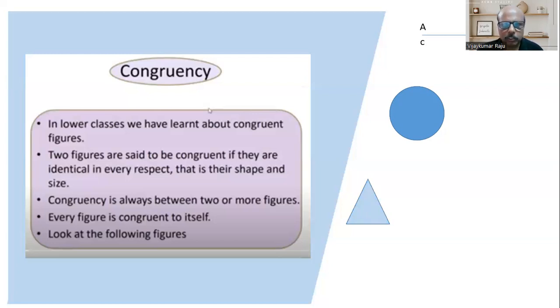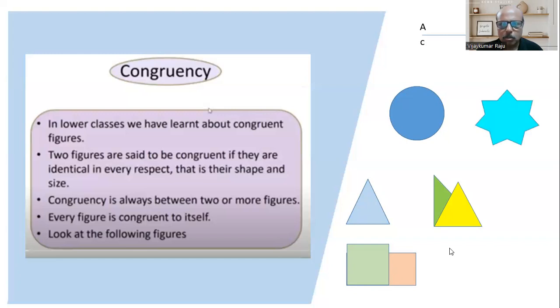Now see this. This is a right angle triangle. You get one equilateral triangle. They don't have the same shape. Since they don't have the same shape, they are not congruent. This is a rectangle. You have a square over it. They have a different shape, so they are not congruent.